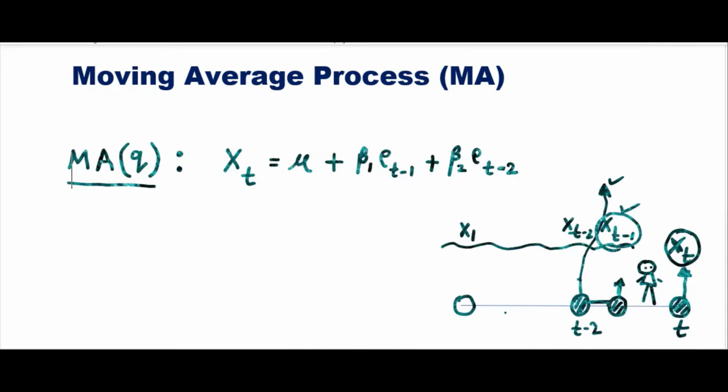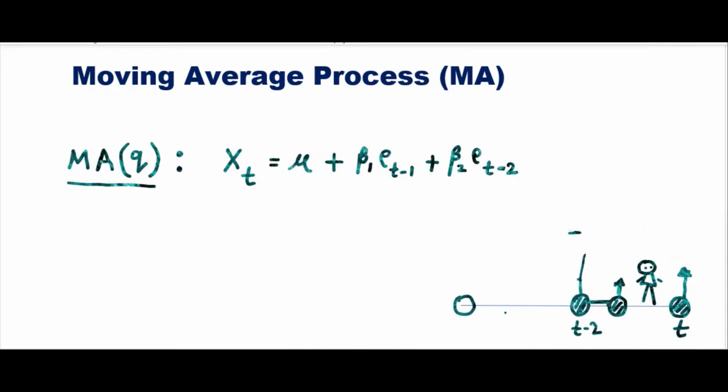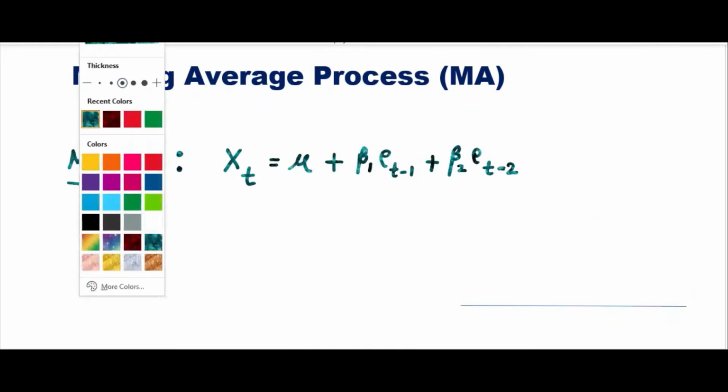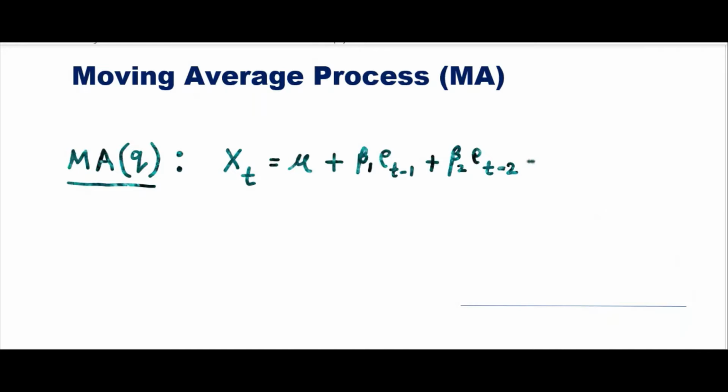Once again, we'll take q such innovations, q such random shock, white noise, whatever you say. So we'll go up to q, et minus q and et. This is the formula for MAQ.